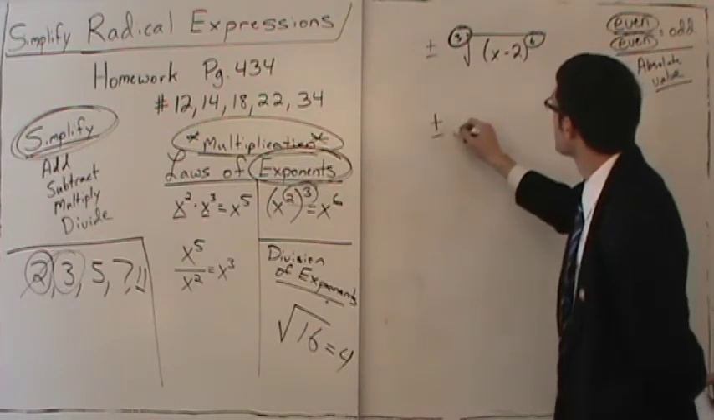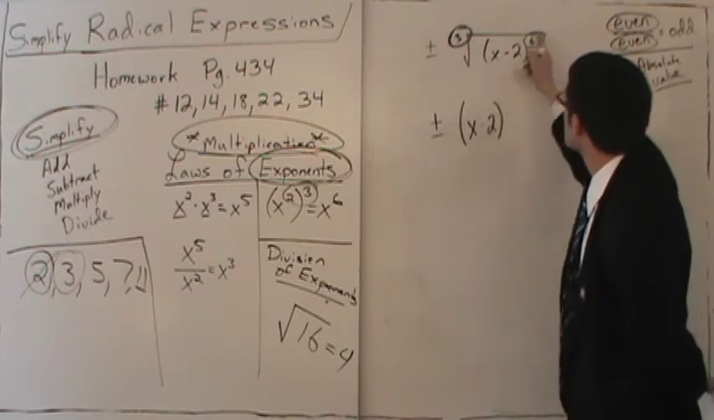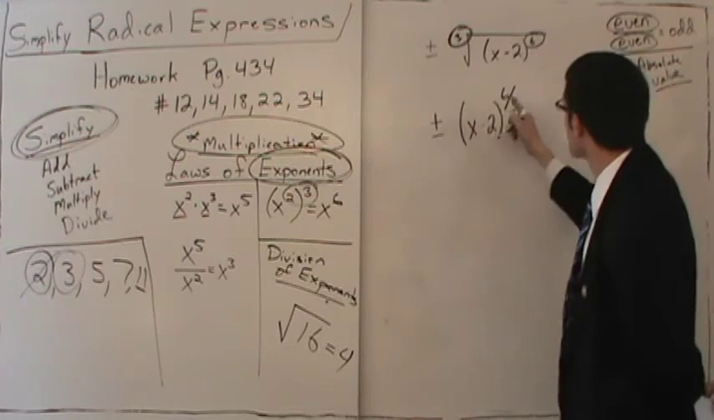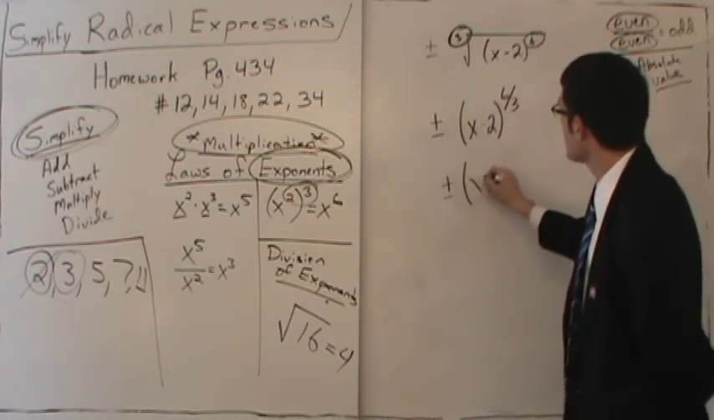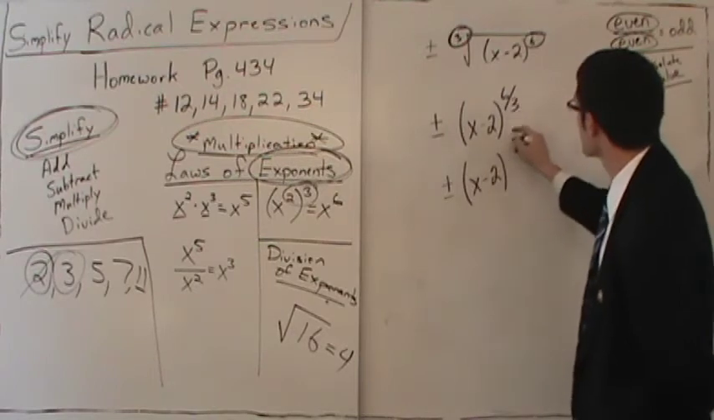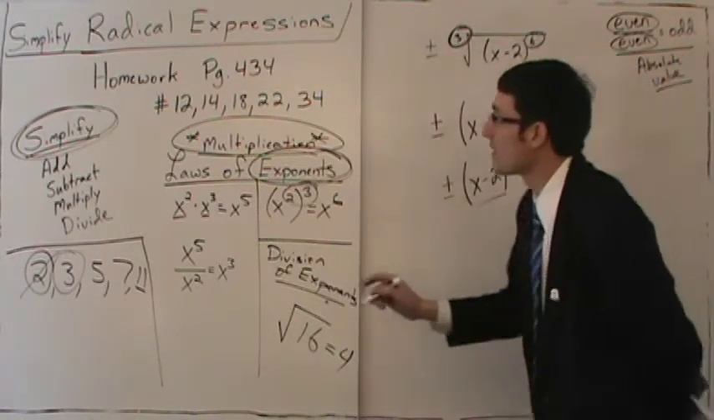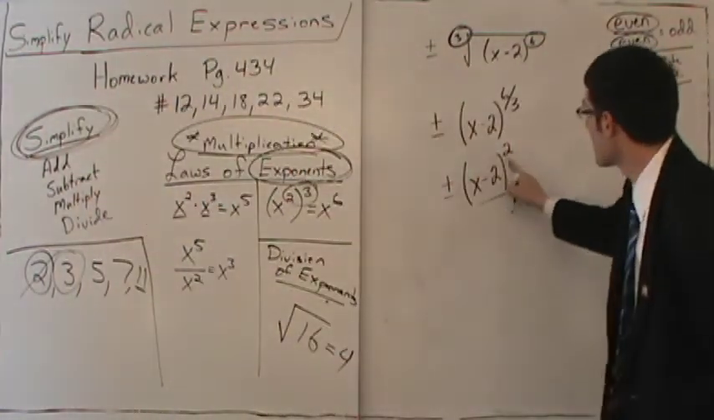So we end up with what? We write the quantity x minus 2 to the what? 6 divided by 3. And just now divide your exponent, you get plus or minus what? Quantity x minus 2, and 6 divided by 3 is a 2, so we get squared. Now, are we done? Remember, we are simplified, so we add, subtract, multiply, and divide till we cannot do this anymore. No, we're not done. We write what?